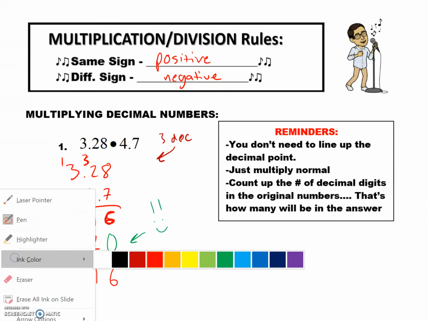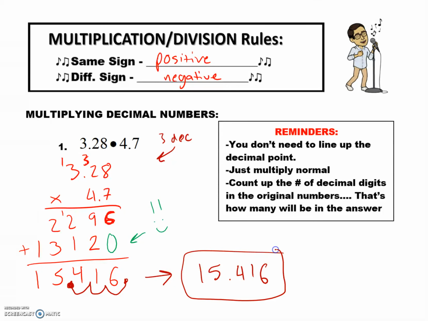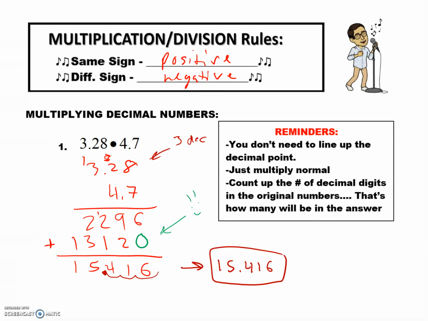Now, here's the big key idea. Remember, we have 3 decimal places, so we have to take that decimal that's over here and move it 1, 2, 3 spots. That's where our decimal is going to end up being. So our answer ends up being 15.416. Okay, cool. So we've got our work done for decimal numbers. Now let's move on to mixed numbers and fractions.